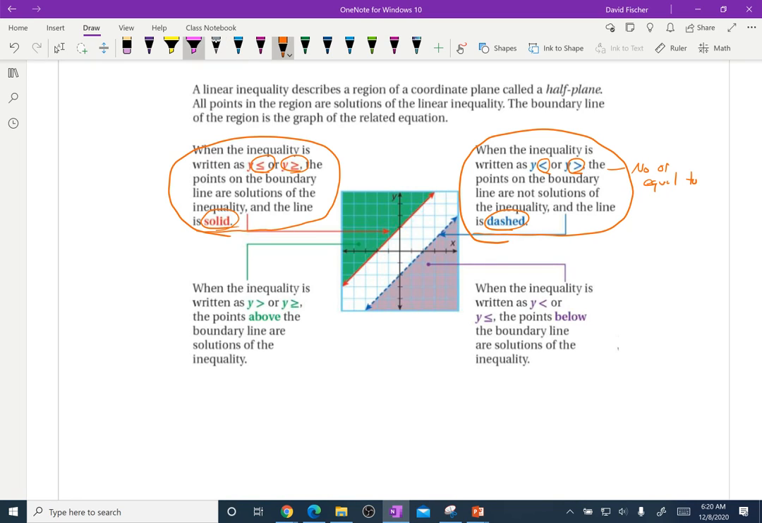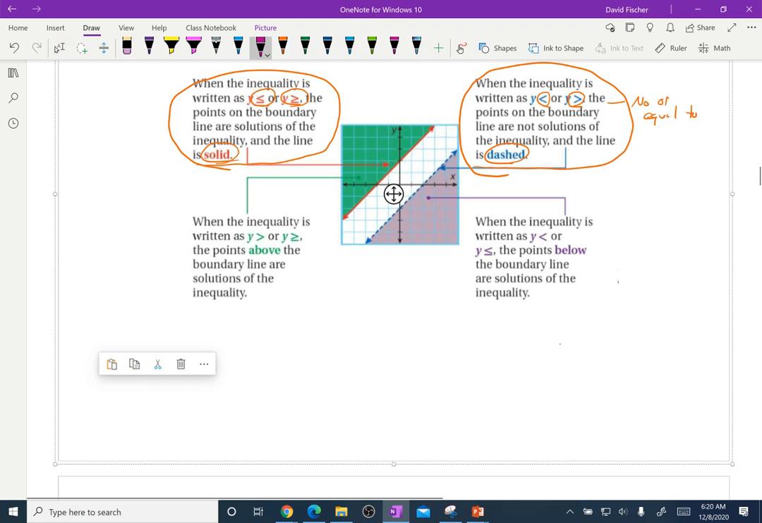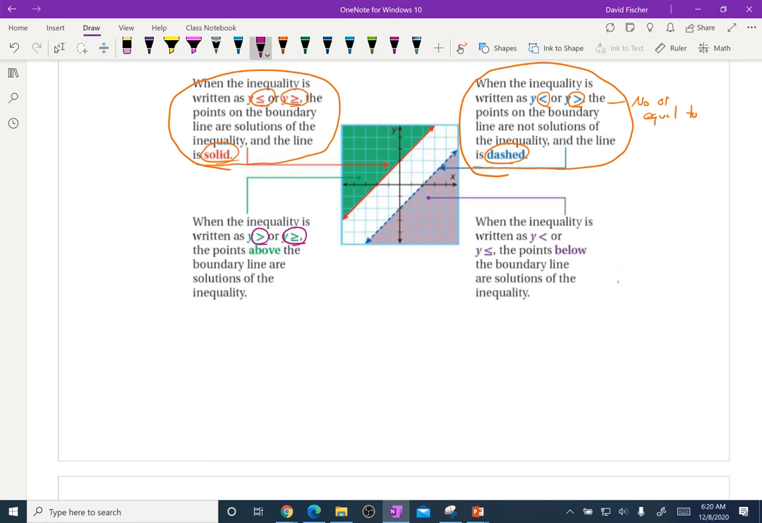Now, we're going to be doing a lot of shading. I asked you to be sure to get a highlighter, and a highlighter is really going to help you today. Notice that when we say y is greater than in both of these, we shade in above that boundary line. And when we say y is all numbers less than, that would be everything down here, and so we shade in down below the line. Okay?